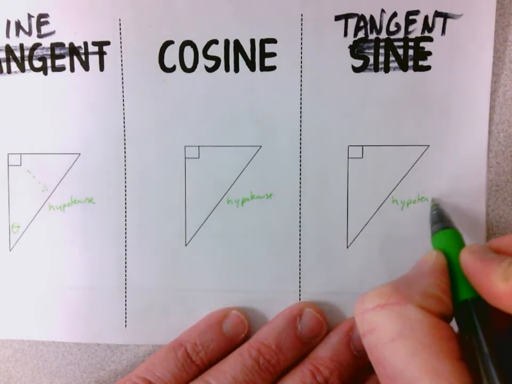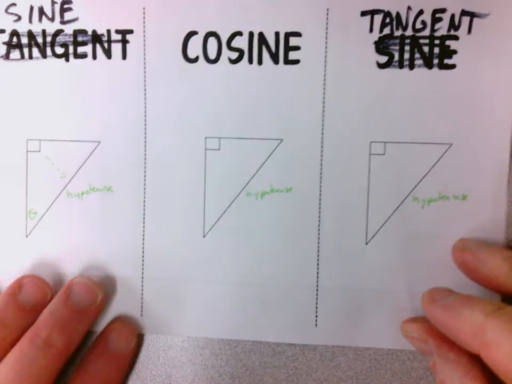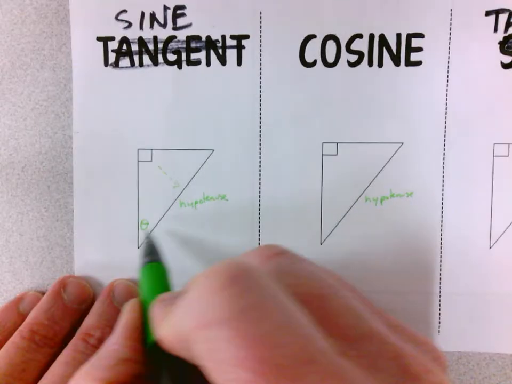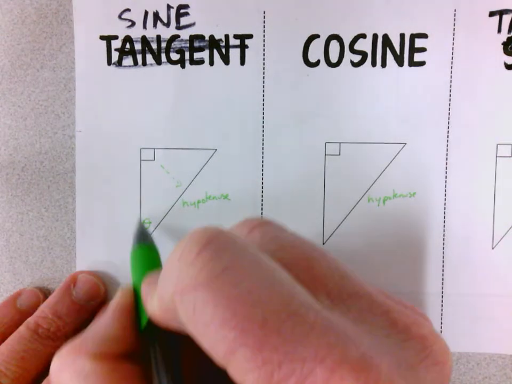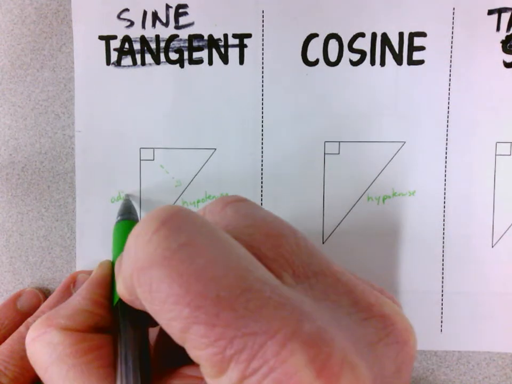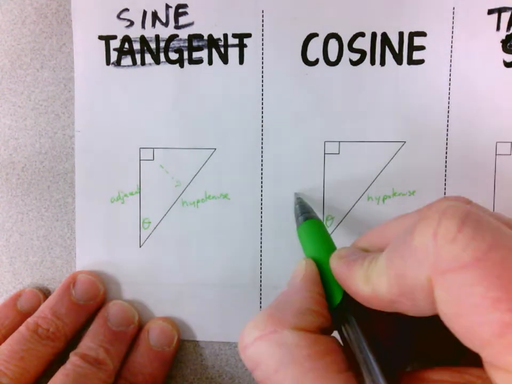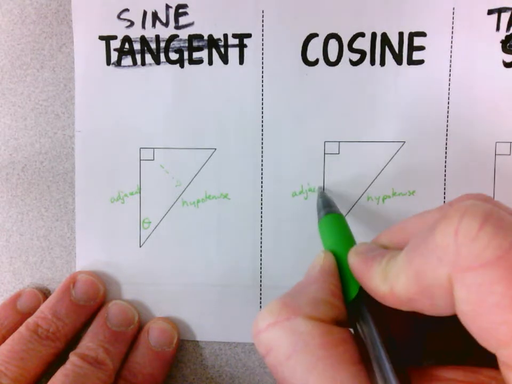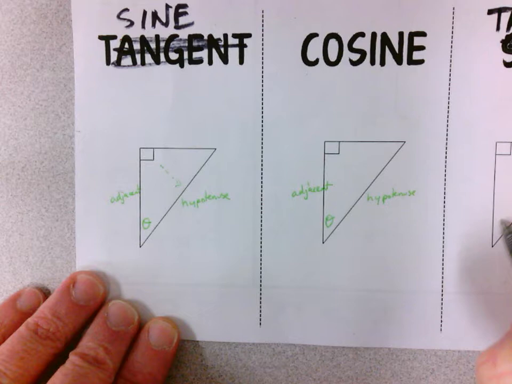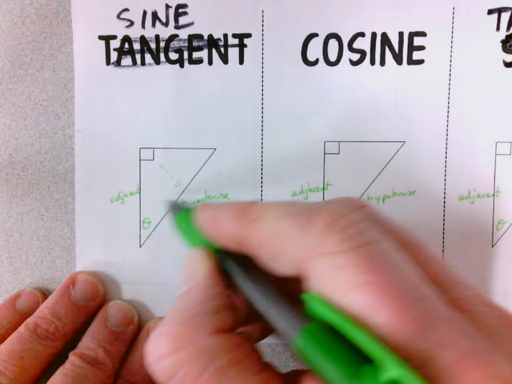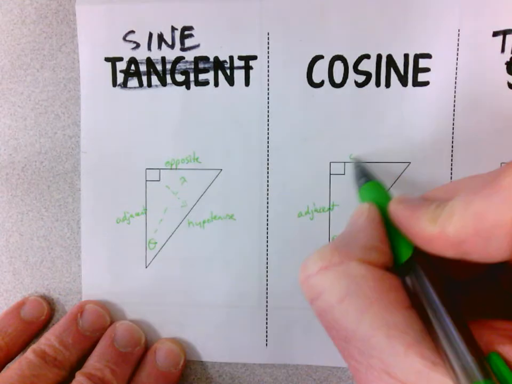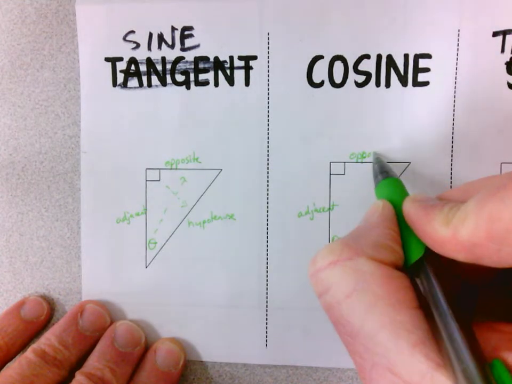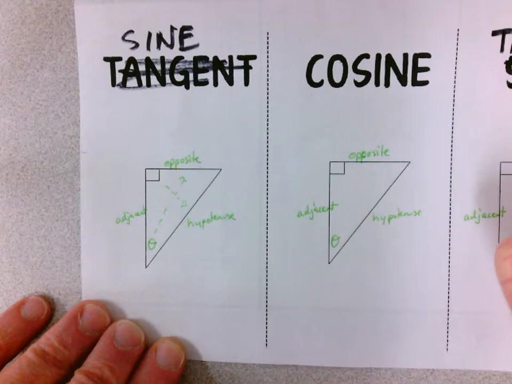And then based on where my reference angle is, I have two angles, and it depends on which one they give you. The side touching it is called the adjacent. And then across from that reference angle is the opposite. And it's as simple as labeling your triangle this way every time. Find your reference angle, label your triangle.